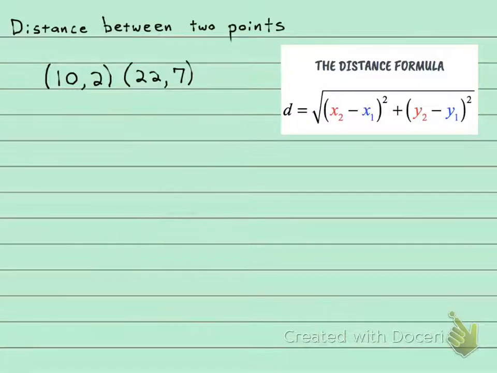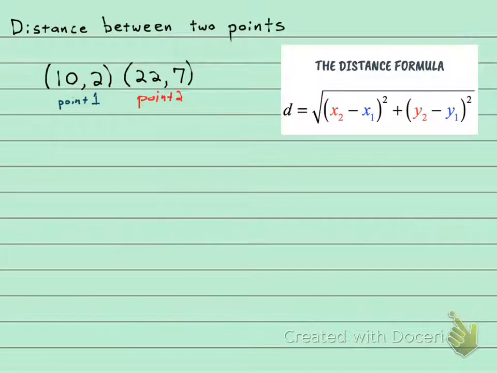We're finding the distance between 2 points. And here's the first one, and here's the second one. So I'm going to call this one point 1, and I'll call this one point 2. Now, it's very important that you label these 4 numbers.